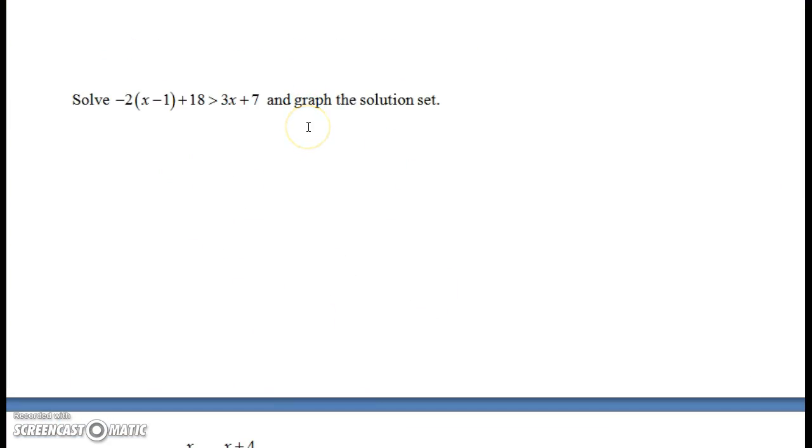Now, we can also solve inequalities and graph its solution set. Remember, an inequality has a range of numbers that can solve the inequality or make the inequality true. But the process for solving an inequality is the same as solving for an equation, except for a couple things, and that's what we're going to look at.